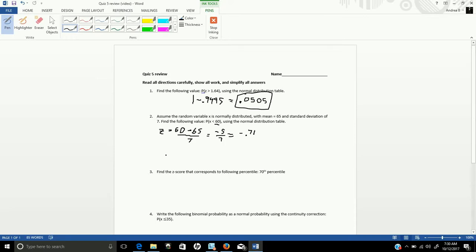So then, once again, if we go to the negative part and we go down to -0.7 and over to the 0.01 column, here you should get 0.2389.